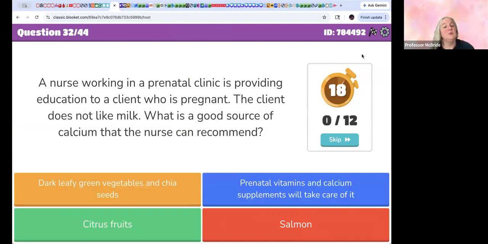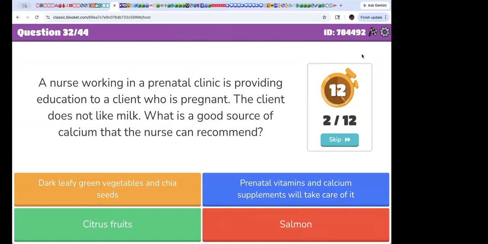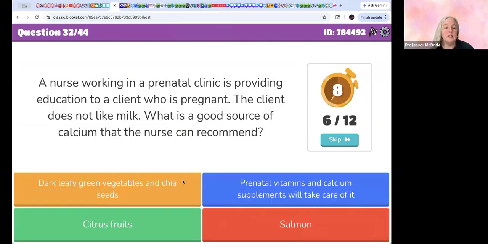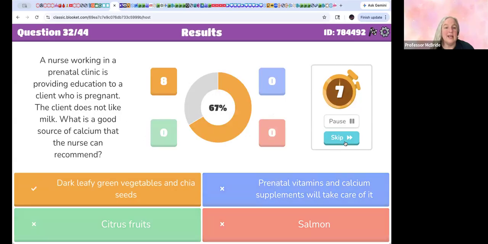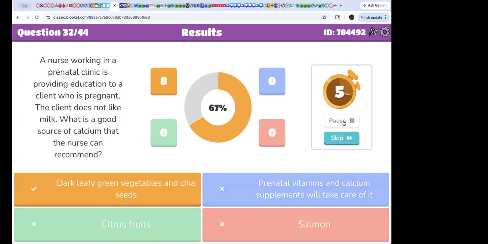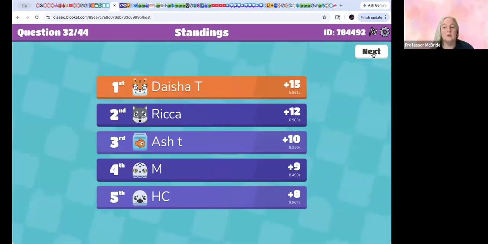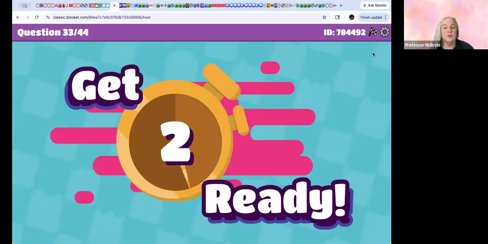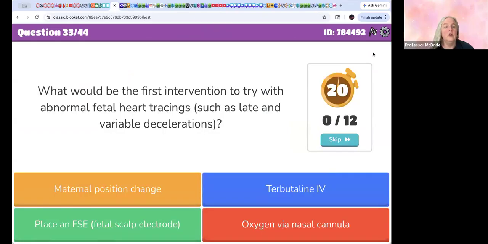A nurse working in a prenatal clinic is providing education to a client who's pregnant. The client does not like milk. We did this question, right? So we want to do the leafy greens and the chia seeds. We want to encourage her to get her calcium from her diet instead of just relying on a supplement. And that's going to be true with other things too, not just with dairy.